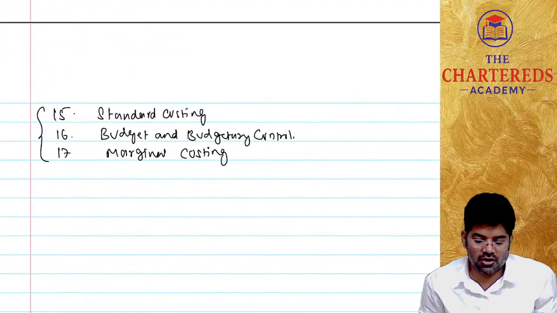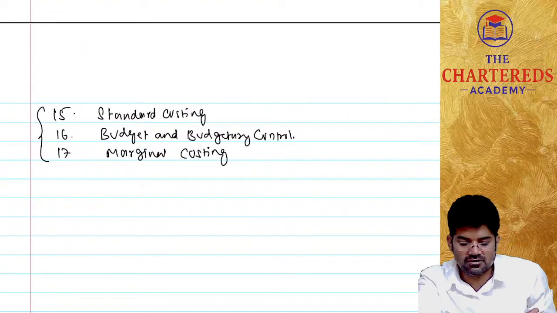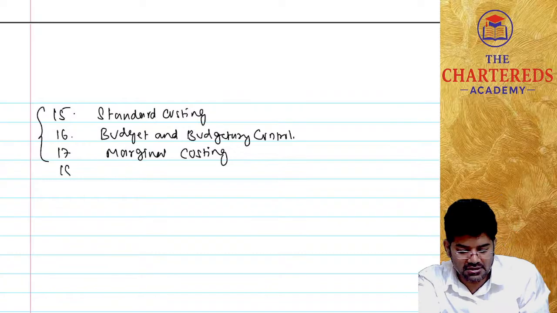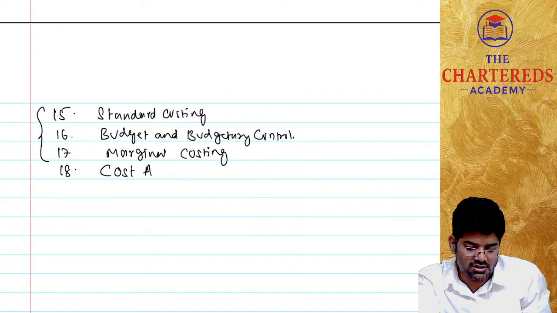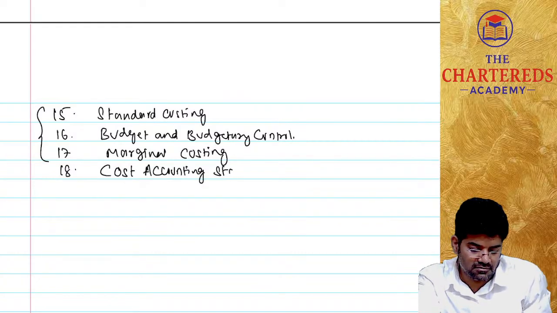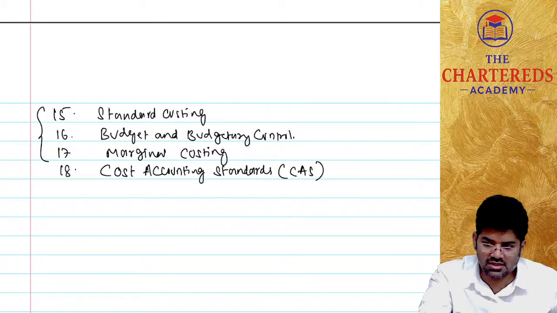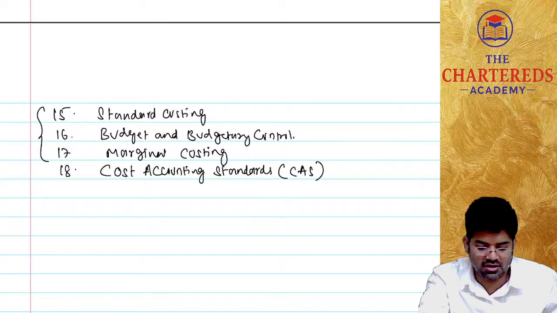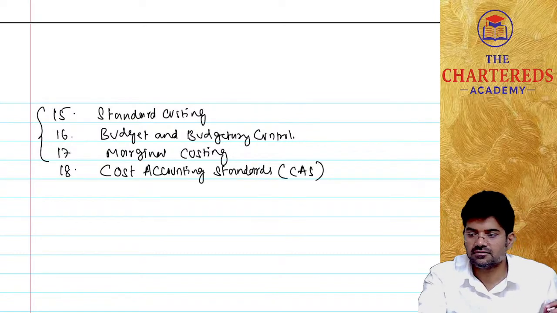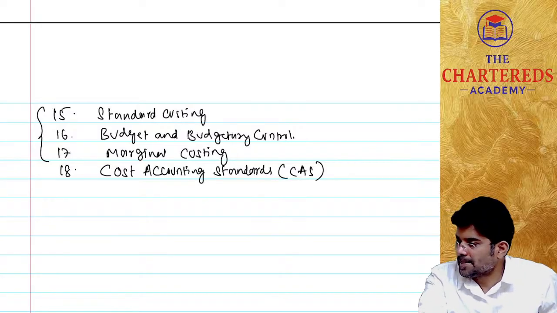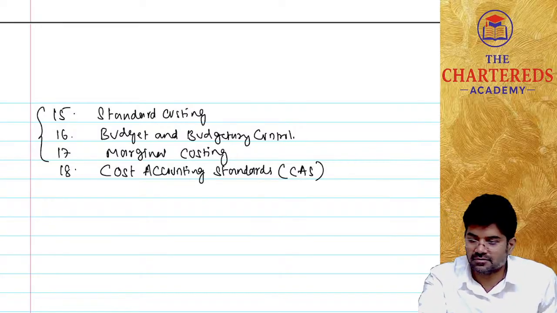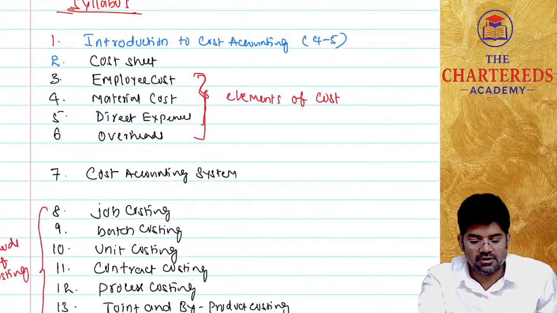Almost how many topics I've given? 17 topics I've given, no. So one more topic you can add is cost accounting standards. In short, we call it CAS, cost accounting standards. Right? Okay.